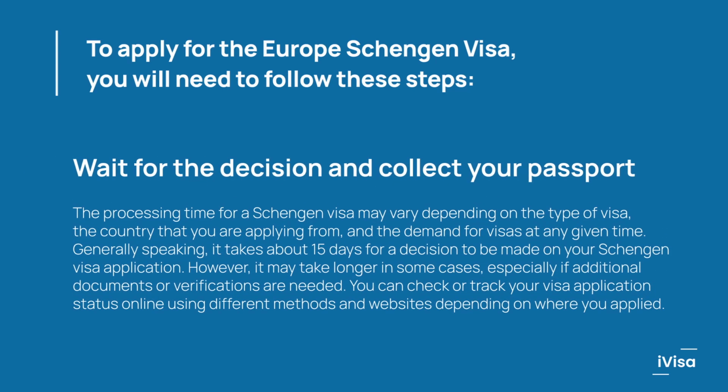Wait for the decision and collect your passport. The processing time for a Schengen visa may vary depending on the type of visa, the country that you're applying from, and the demand for visas at any given time. Generally speaking, it takes about 15 days for a decision to be made on your Schengen visa application. However, it may take longer in some cases, especially if additional documents or verifications are needed. You can check or track your visa application status online using different methods and websites depending on where you applied.